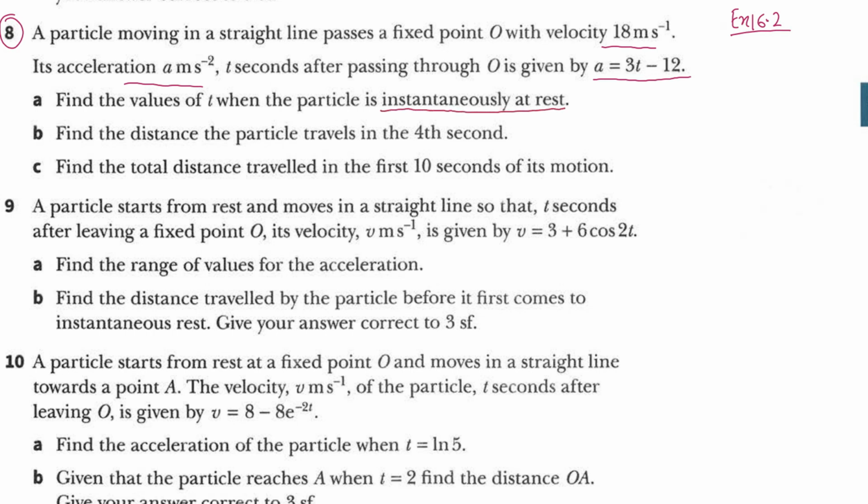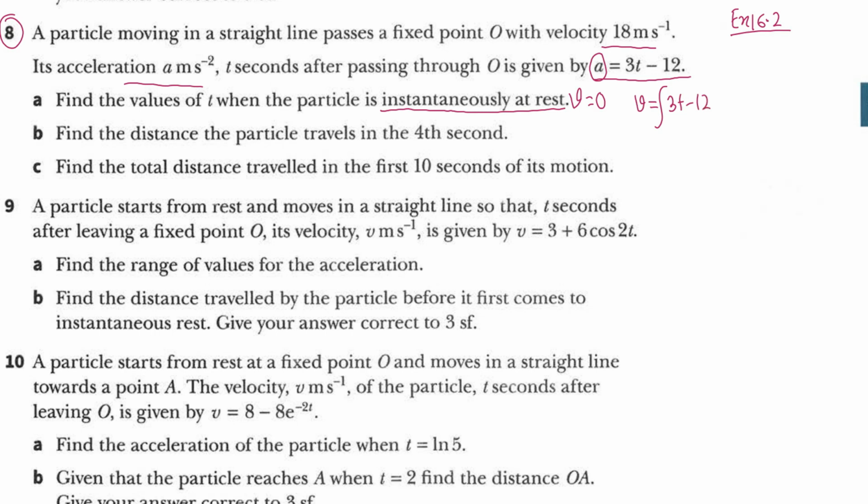Instantaneously at rest, momentarily at rest, or if it is written there at rest, it means that always velocity equals 0. So after considering the velocity equals 0, we would get the value of t from here, but we do not have the velocity expression. So first, acceleration. From acceleration to get the velocity we have to integrate. Let me integrate first.